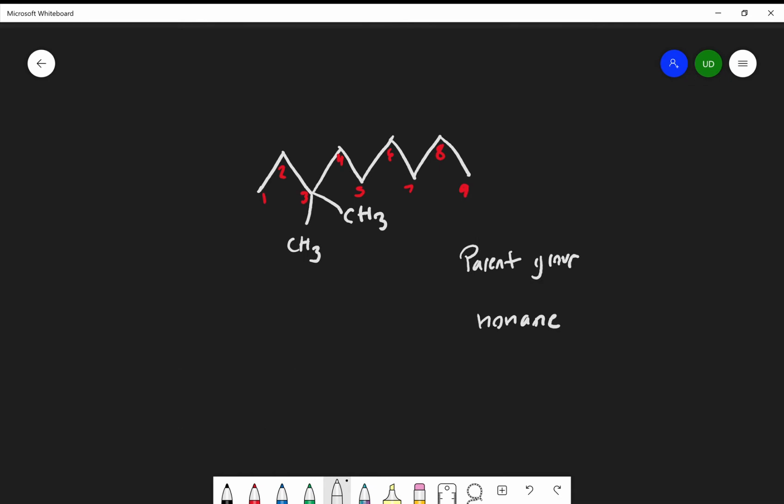Keep in mind, if there was a functional group, the ending for nonane would be different. But in this case, there's no functional group, so we'll just keep nonane. So there are 2 substituents on carbon number 3. So how do we go about naming this?